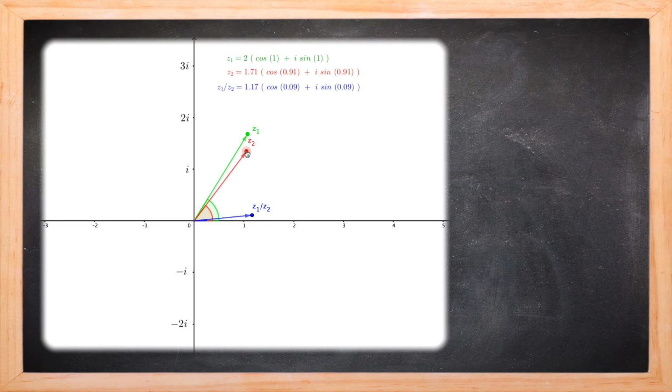And when the two arguments become identical and we subtract them, we'll get a complex number on the real axis, a real number in effect. So we subtract these two arguments to get the argument of z1 over z2. And that continues as the argument of z2 is greater now than the argument of z1. You can see the argument of z1 divided by z2 has gone negative. 1 minus 1.16 gives you negative 0.16. And the resulting complex number z1 over z2 has now appeared in the fourth quadrant.